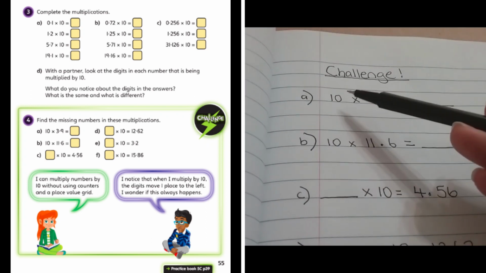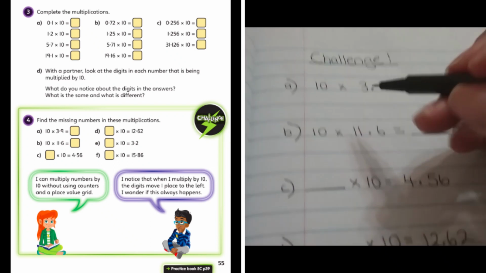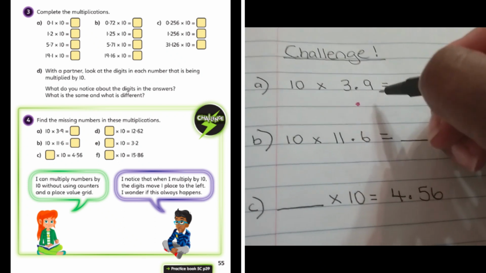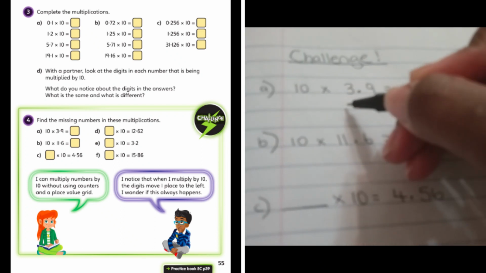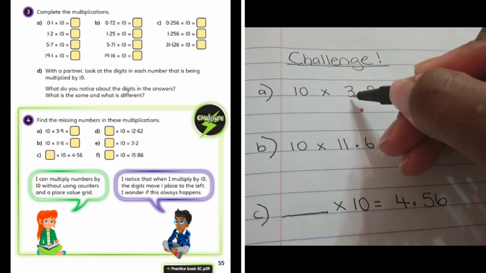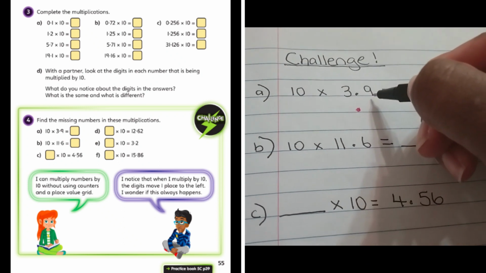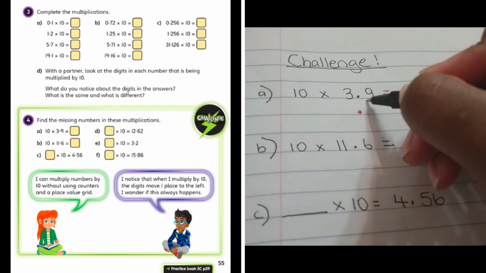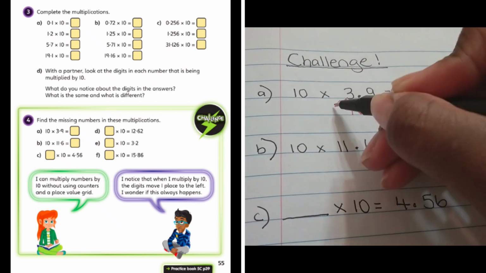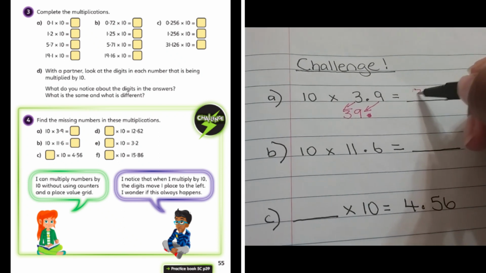In A, we're doing 10 times 3.9. So we can use the same strategies we've been using before. Remember, we said technically the decimal point stays in the exact same spot and the numbers move one place to the left in order to become 10 times greater. So instead of having a 3, I'm now going to have a 30. And instead of having 9 tenths, I'm now going to have 9 ones. So everybody just scoots over. 9, 3, 39. Point nothing. So I can simply write 39 as my answer.